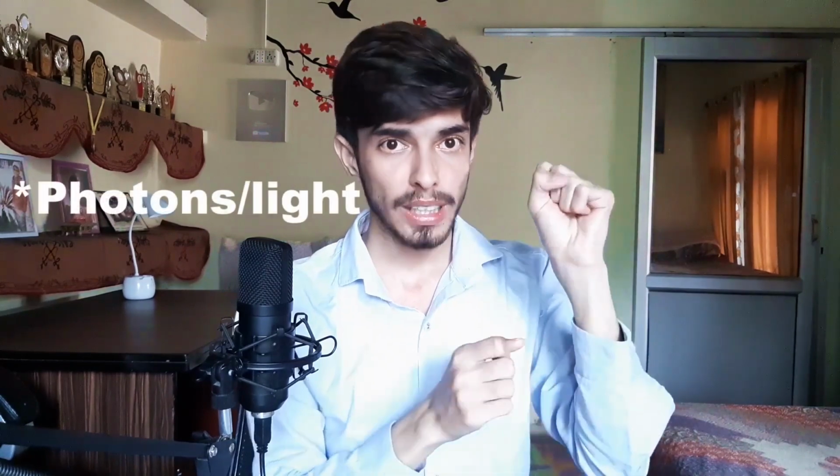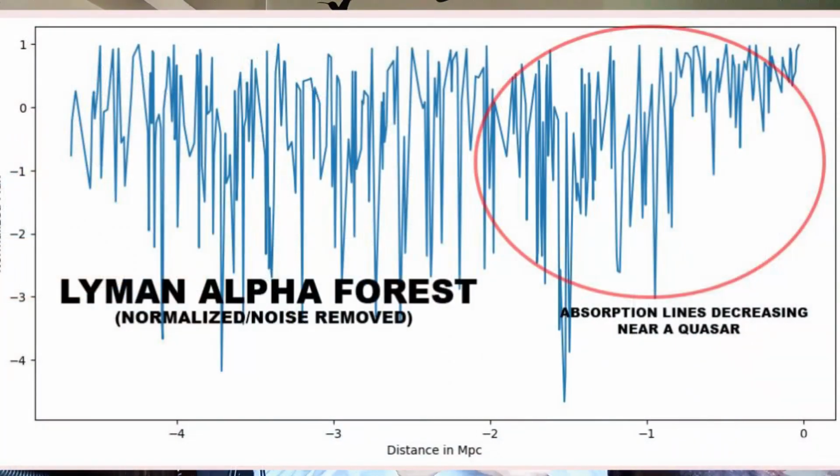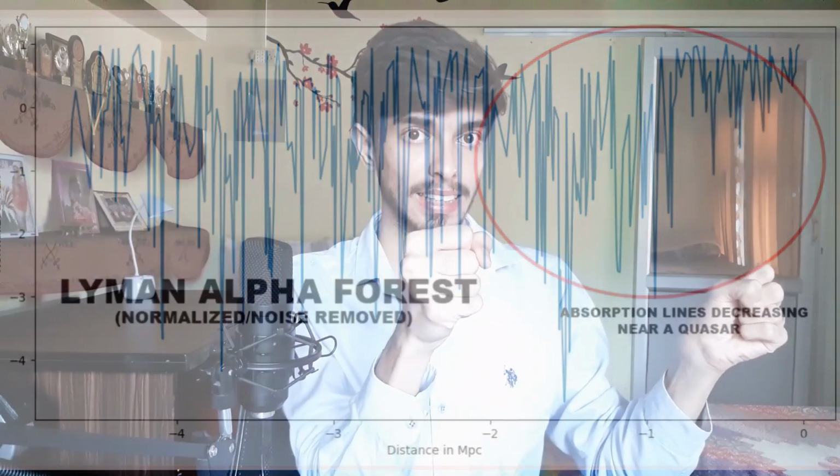Okay, now what happens near a quasar? A quasar is really luminous and emits a lot of light. What happens is that the hydrogen near that quasar gets ionized, like the electron gets separated from the proton. Now it cannot absorb wavelengths. So the dips that we have decrease near the quasar. Because of the quasar that is near, the dips that we are seeing decrease. So this is known as the proximity effect of quasars.